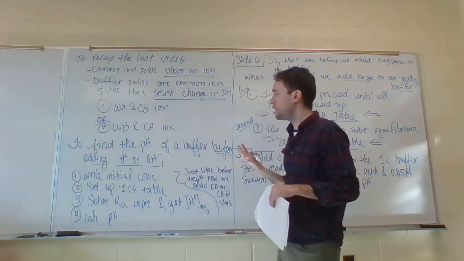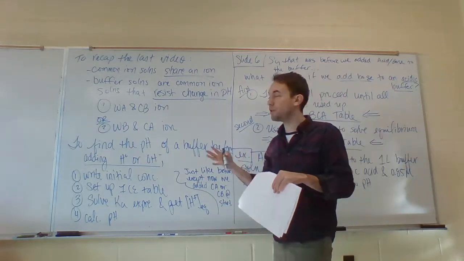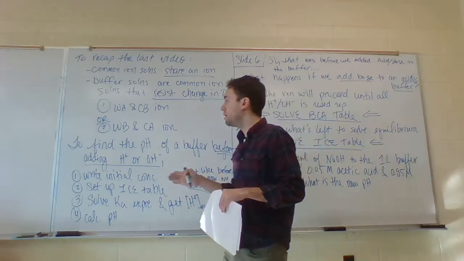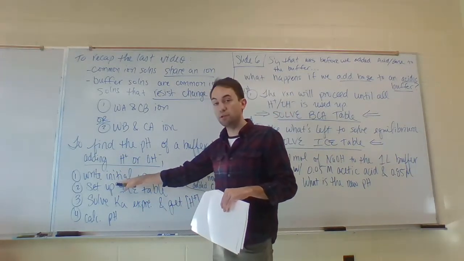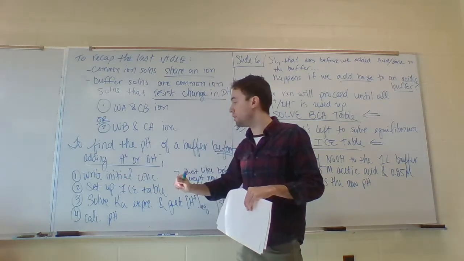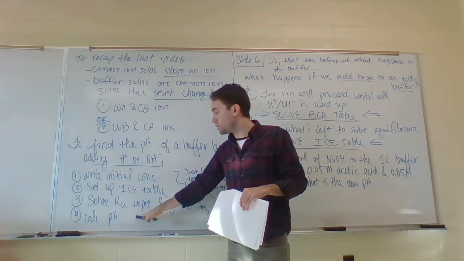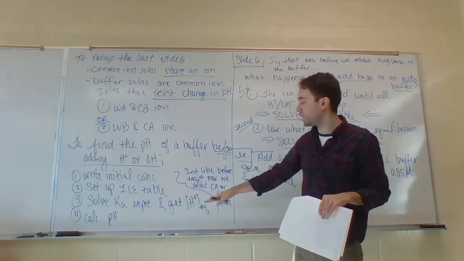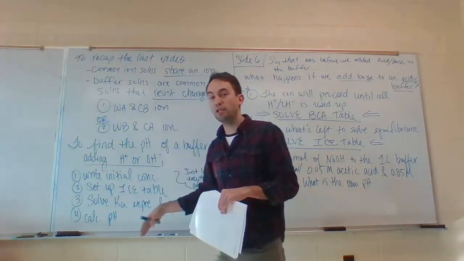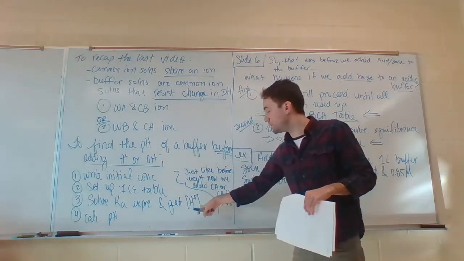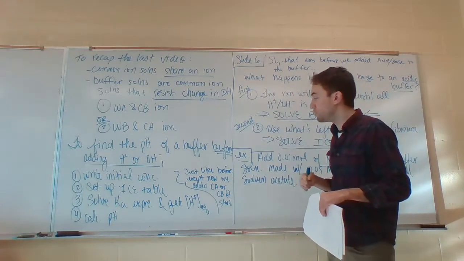Now, to find the pH of a buffer solution before adding some additional acid or base, we showed you a couple of steps last time. The first was to write our initial concentrations for the solution. Then we set up an ice table, solve our Ka expression and get our equilibrium concentration of H+. Then we calculate our pH using that equilibrium concentration of the H+ ion.